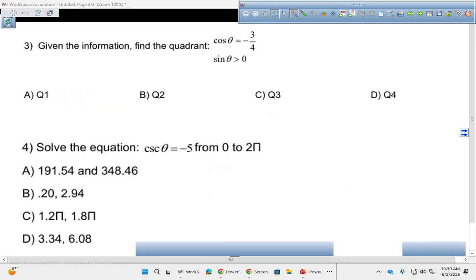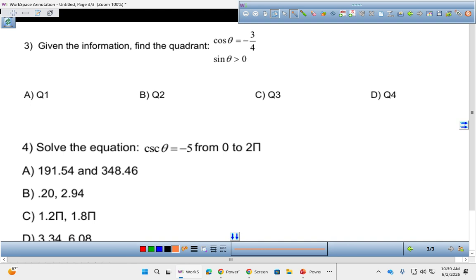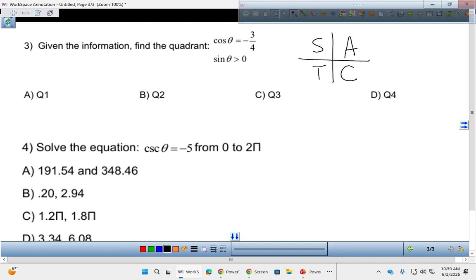Question 3 says, given the information, find the quadrant. So remember, we know that all students take Calc. So this first piece of information is that cosine theta is negative 3/4. So I have to think about where cosine can be negative. So it's positive in 1 and 4. So my answer is either 2 or 3. So it's not B, it's not A.